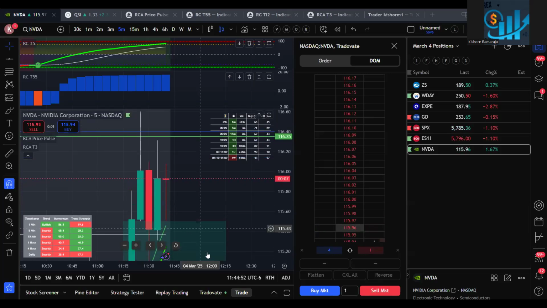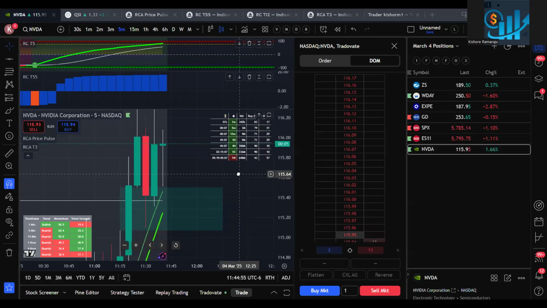Here you have a lot of buyers. So even if price comes to the bottom, sellers try to bring it down, but these buyers are pushing the price up.